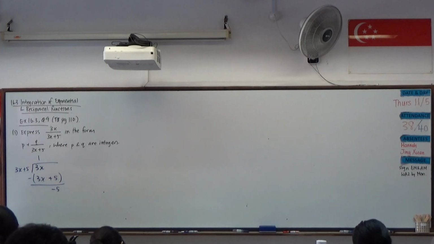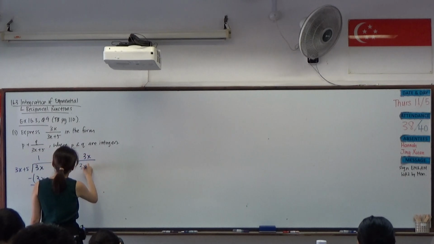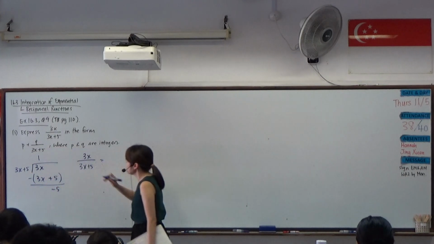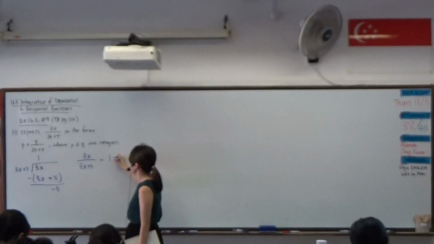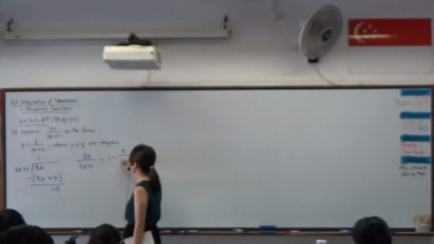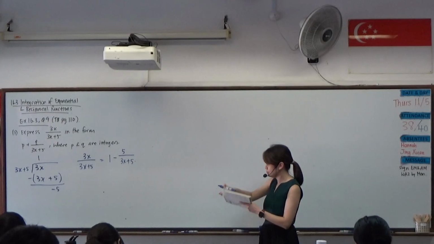Then now we go back to forming our partial fraction or the form that we require. So what this means is that upon long division, it will be equals to 1 minus 5 over 3x plus 5. Okay.